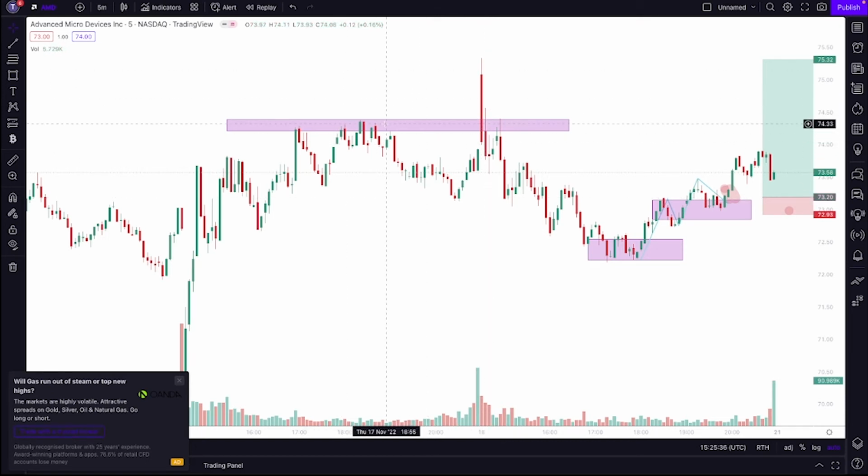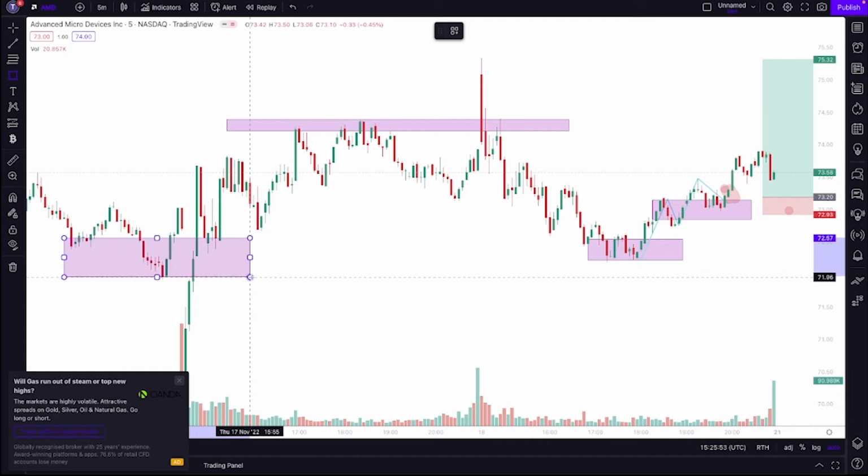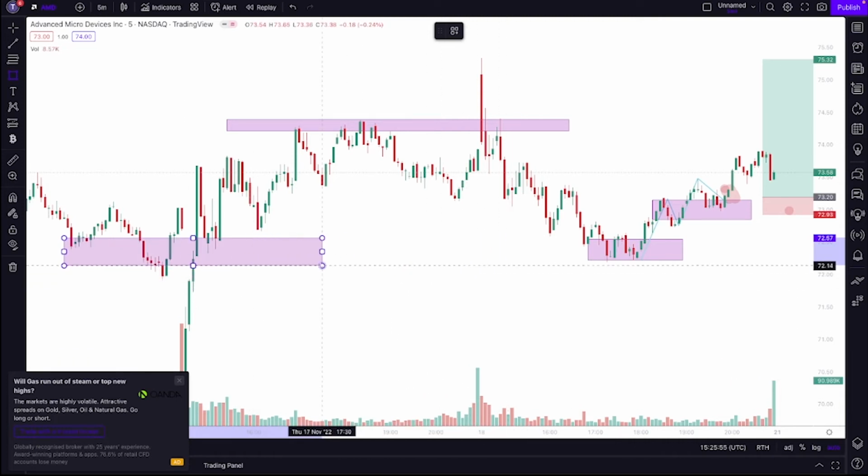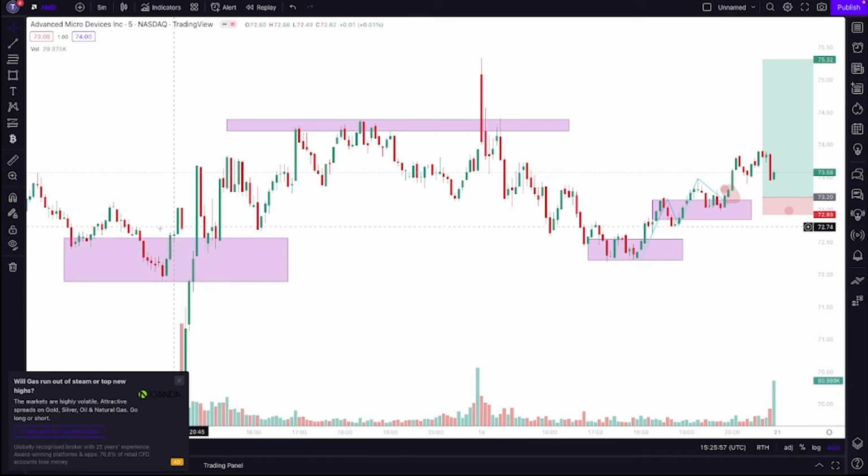Why? We get that rejection, we get a push down, and then we get a green candle or even a red candle close below an area of distribution, area of supply. And this is a great short back towards this area. Again, this area becomes an area of accumulation. Why does it become an area of accumulation? Again, look at this area here. Previously, we had this area act as accumulation.